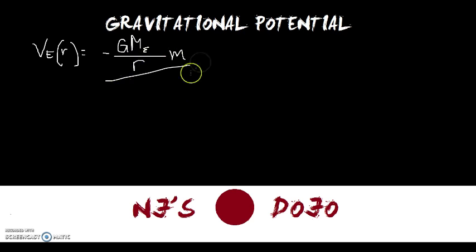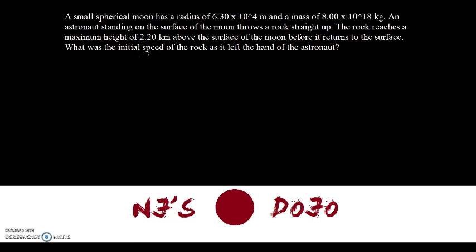Okay, so now that we've tackled a bit of gravitational potential, let's try to solve a problem. A small spherical moon has a radius of 6.30 times 10 to the power of 4 meters and a mass of 8.00 times 10 to the power of 18 kilograms. An astronaut standing on the surface of the moon throws a rock straight up.